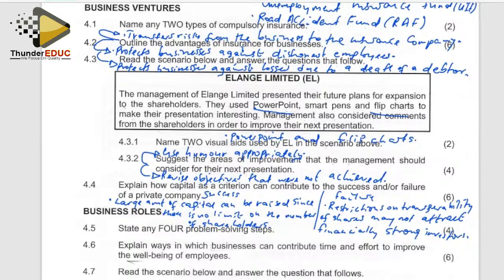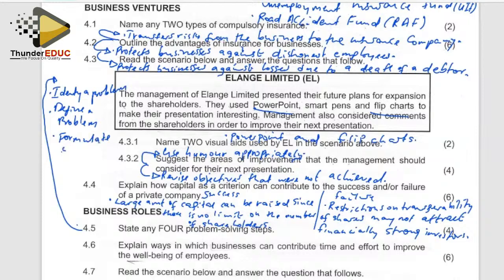Okay, right. So now let's check our 4.5. 4.5 reads as follows. State any 4 problem solving steps. These problem solving steps are as follows. Number 1, identify a problem, define a problem, formulate strategy, as well as evaluate a strategy. Saying that, identify a problem, then define a problem, and also formulate strategy, and evaluate this strategy that we have formulated.